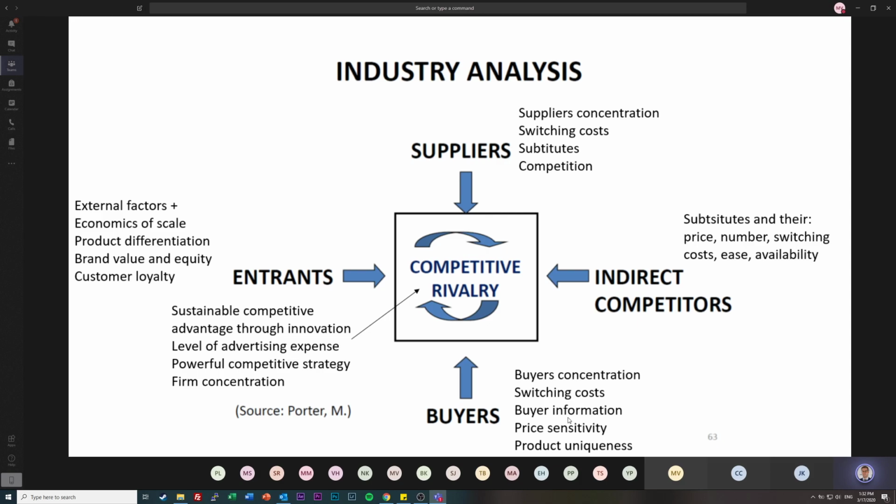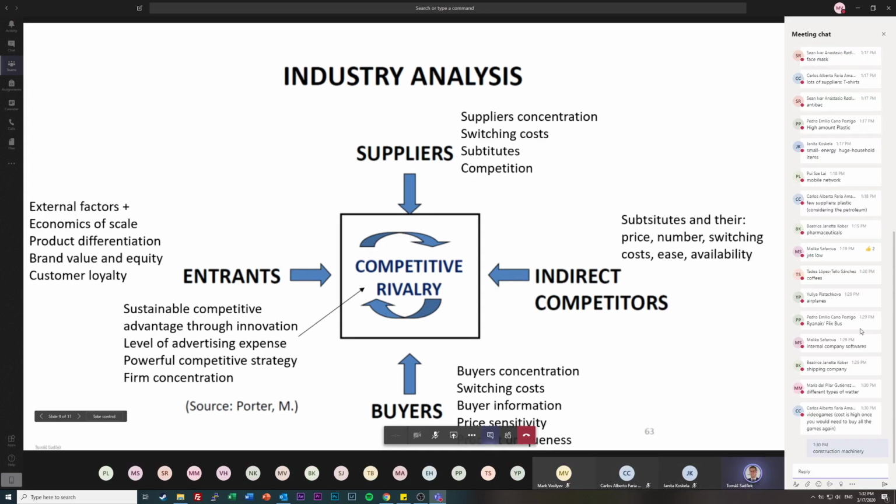Yeah. Then the switching cost of buyers. What does it mean? Is it difficult from the buyer side to switch from one product to another product? It's similar to indirect competitors. Yeah. So for cell phones, it's quite easy. Then the buyer's information. How difficult is it for buyers to obtain information about the products and some possible competing products, or some possible alternatives or substitutes? Yeah. So what about the information about the product? Is it easy to obtain the information about the product, or is it difficult?